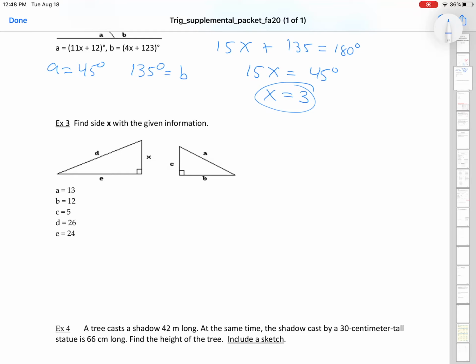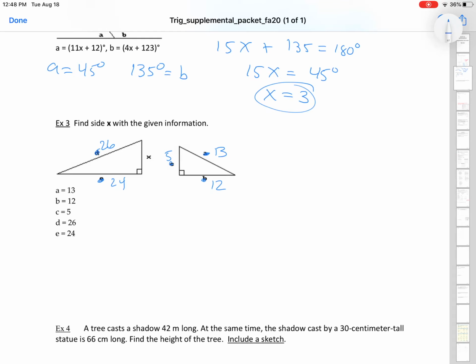These two triangles are known to be similar triangles, and so we can use proportions to solve for x. So what they tell us is that A is 13, B is 12, and C is 5. They tell us E is 24, D is 26, and we're looking for that X. And so we can set up any ratio that we want. So as long as I'm taking a ratio that's of one triangle to the other or sides of the same triangle, I'm doing it right.